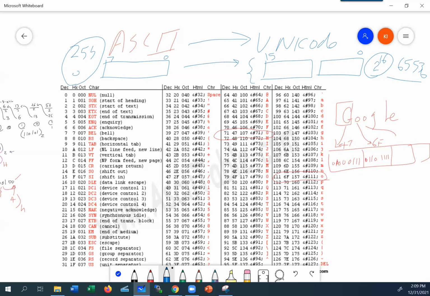Okay, that brings us to the end of this section on numbering and coding and characters and things of that nature.